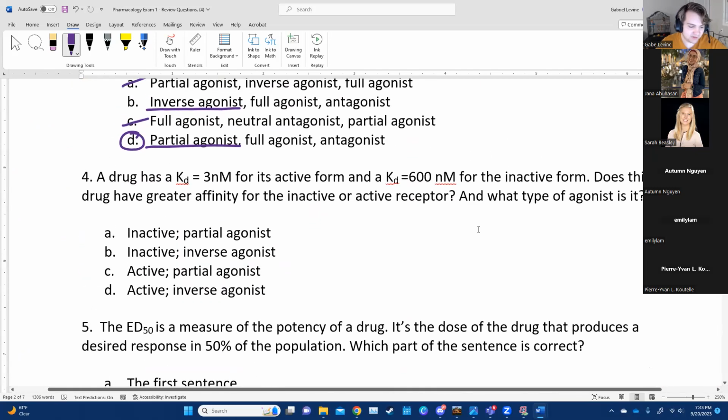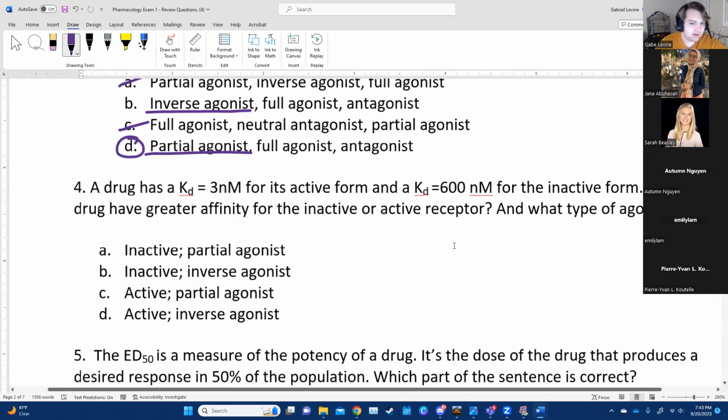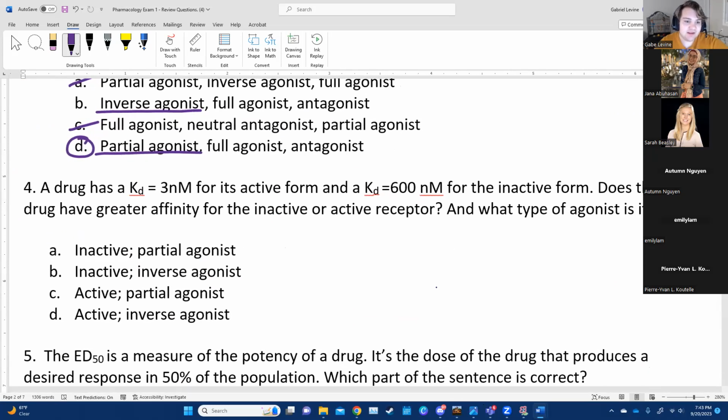All right. Number 4. A drug has a KD, dissociation constant, of 3 nanomolar for the active form, and has a dissociation constant of 600 nanomolar for the inactive form. Does this drug have greater affinity for the inactive or active receptor, and what type of agonist is it?